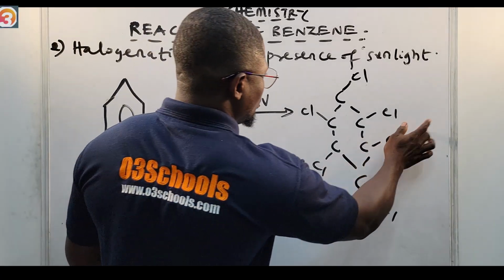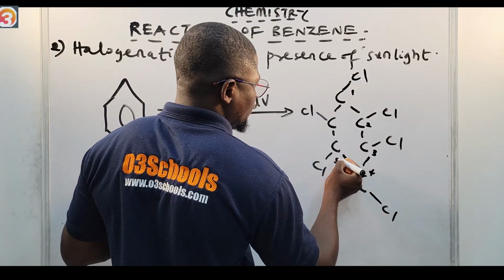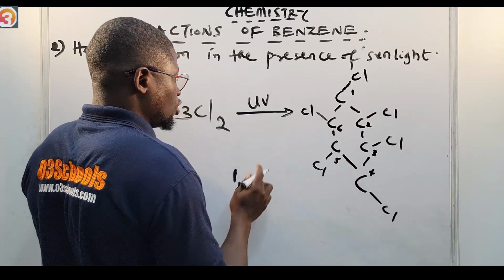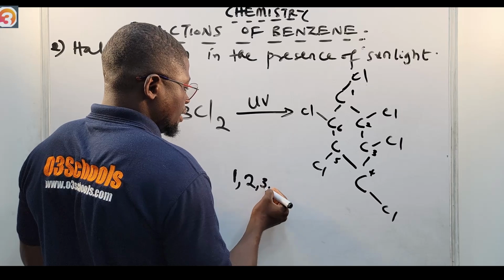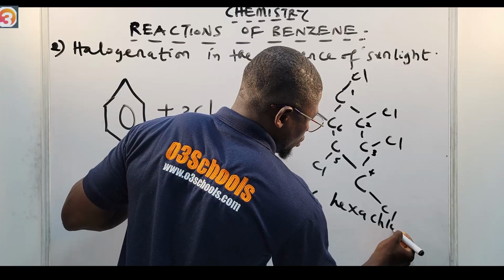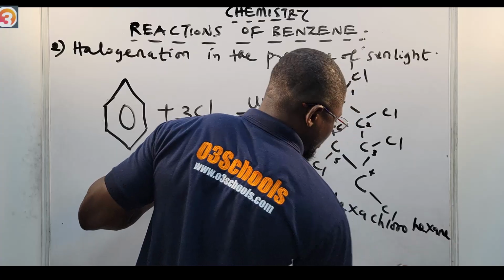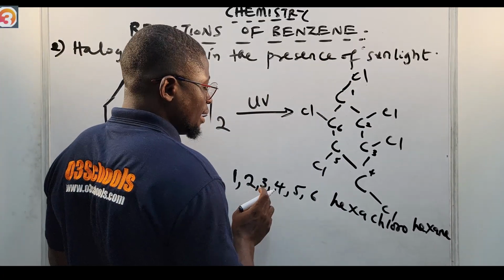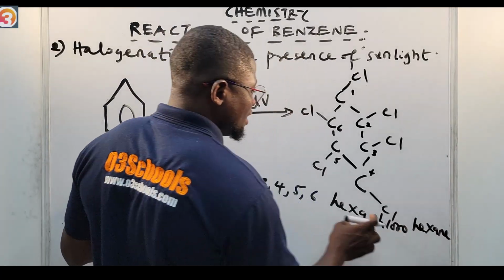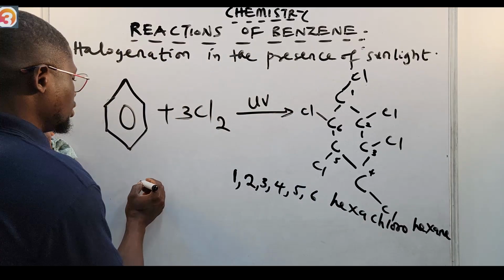This compound will be called 1, because if you number the carbon atoms 1, 2, 3, 4, 5, 6, this one will be 1, 2, 3, 4, 5, 6 hexachloro, hexachlorohexane. This is the product that it gives to us. You can also call this product, putting 1, 2, 3, 4, 5, 6, 7, 8, you can say what?